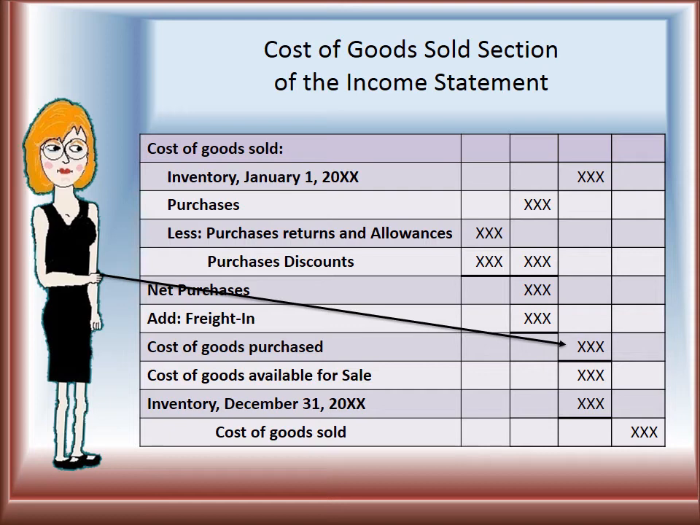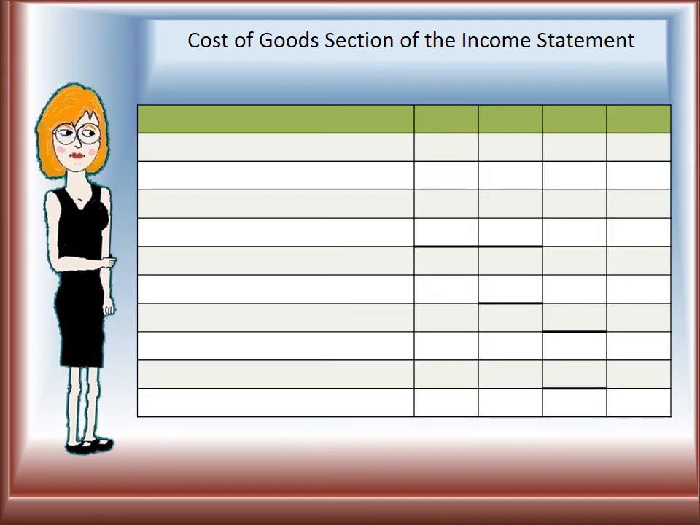Now we will add that to our beginning inventory to get cost of goods available for sale. Then we will subtract our ending inventory, and that will give us our cost of goods sold, which we will place in the far right-hand column. Note that nothing else is in the far right-hand column. Let's do an example.